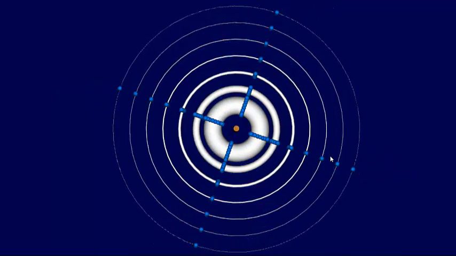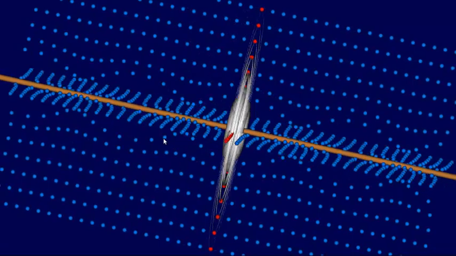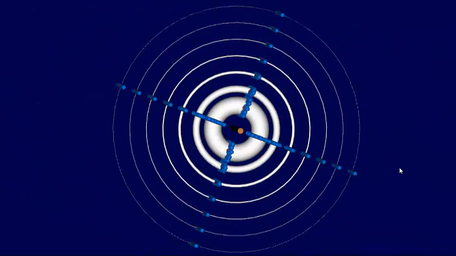Let's look at it from this view. These radial lines would be the radial lines that we see in the Steinmetz diagram, and these circular lines would be the circular lines that we see in the Steinmetz diagram.